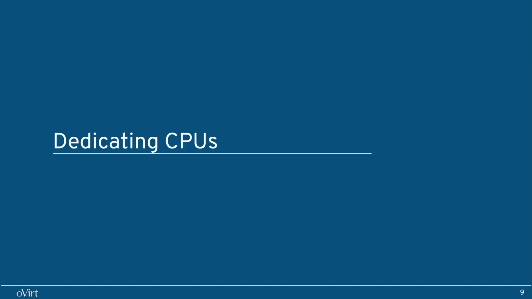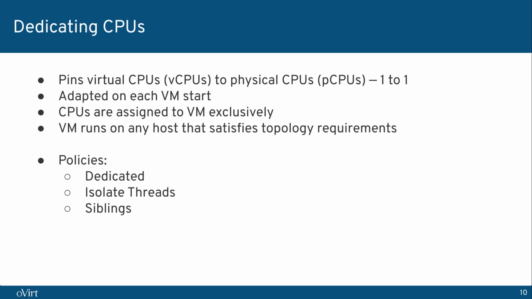Our plan is to fix the situation somewhat by introducing a set of policies for automatically dedicating CPUs. The idea is that the CPUs will be pinned one-to-one, virtual topology to physical. The pinning will be adapted on each VM start, and the CPUs will be assigned exclusively, so they won't be shared with other VMs running on the same host. Especially, host pinning won't be necessary, and the VMs are supposed to be able to run on any host that satisfies the topology requirements of the VM.